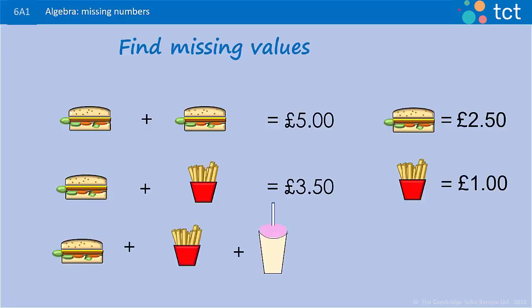So here's our third problem. We have a burger and a box of fries and a milkshake, and they come to £5.50. So what's the milkshake worth? I know that the burger and fries together come to £3.50. With the milkshake, that brings the total to £5.50, which is a difference of £2. The milkshake is worth £2.